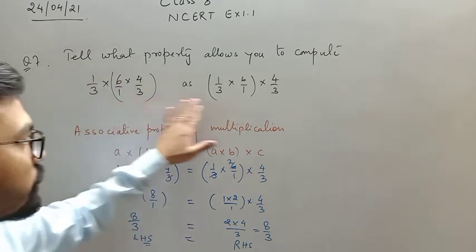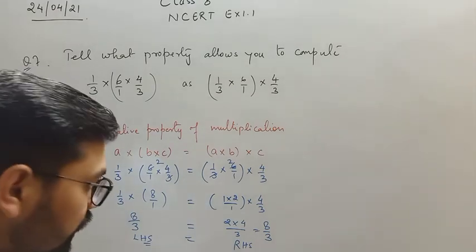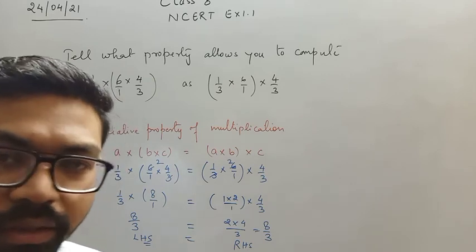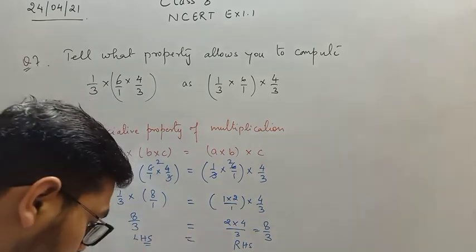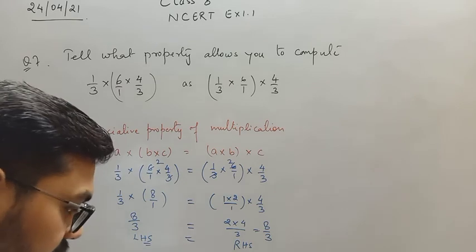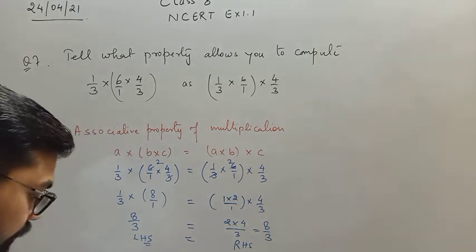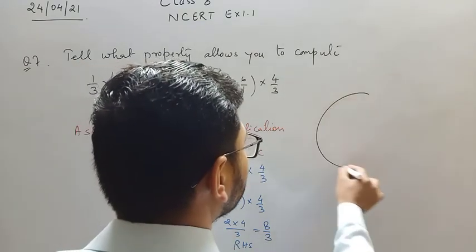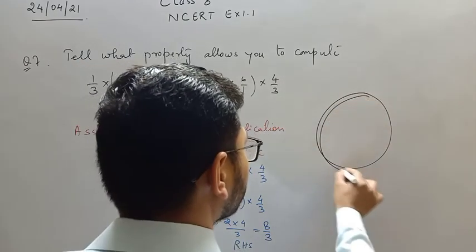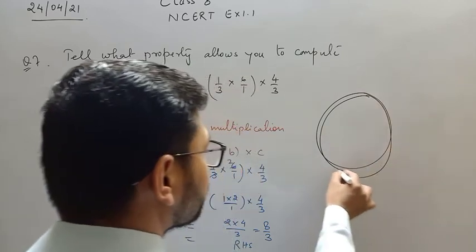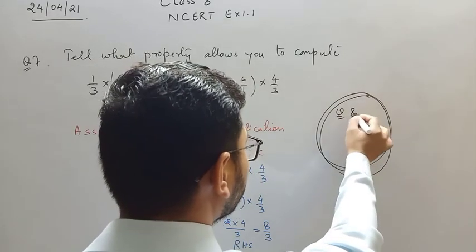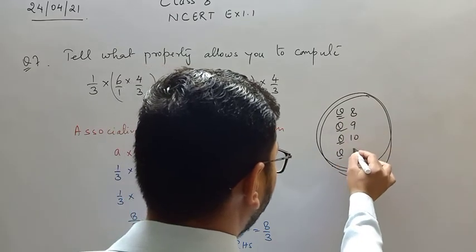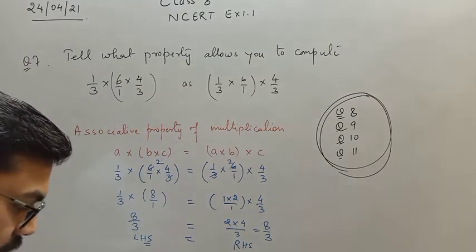Because here you have just changed the association, but the result remains same. बेटा आपने association change कर दिया, but result आपका same रहा. That is 8 upon 3. I think this thing is clear to you all, right? Okay, then question number 8, 9, 10 and 11 is your homework. So these 4 questions are for your homework.